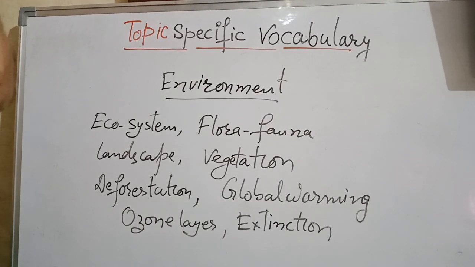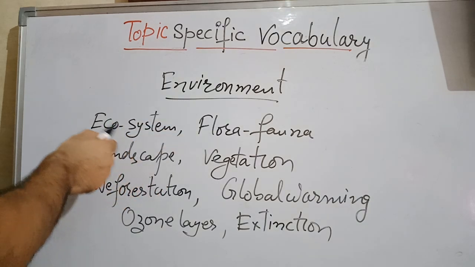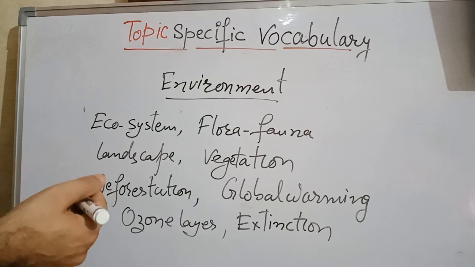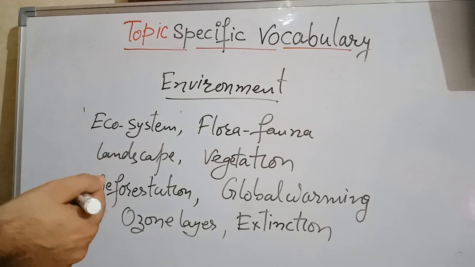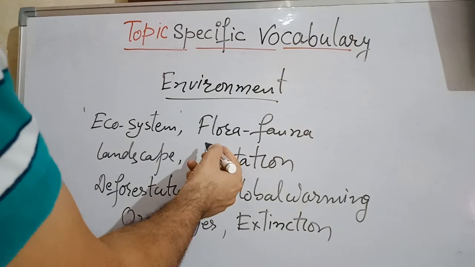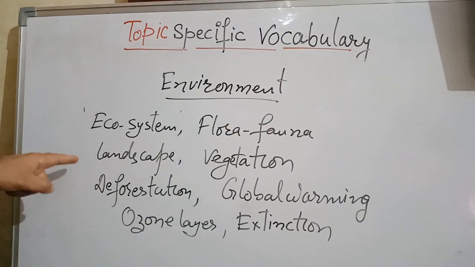Okay, the next topic is environment. In environment, the most common word that we use is ecosystem. Ecosystem means environment system. So our ecosystem gets disturbed if any species of animals or birds die, or our ecosystem is getting affected by increasing pollution. Flora and fauna means plants and animals. So I like the flora and fauna of hilly areas. Landscape means scenery. So every landscape in a hill station is awesome.